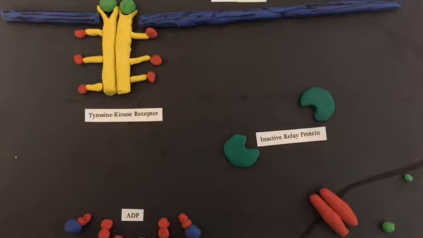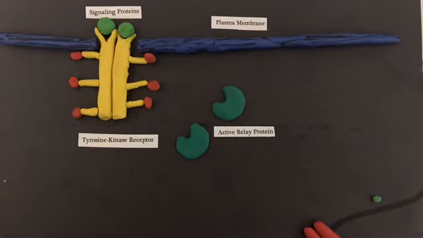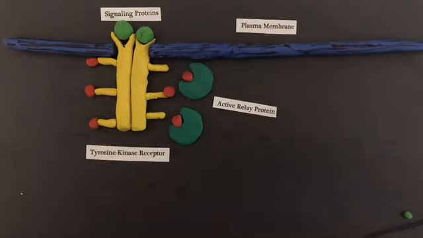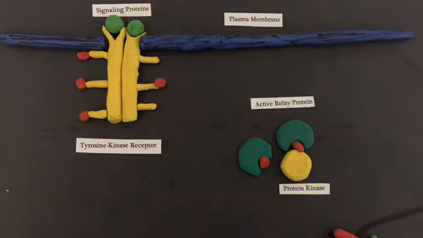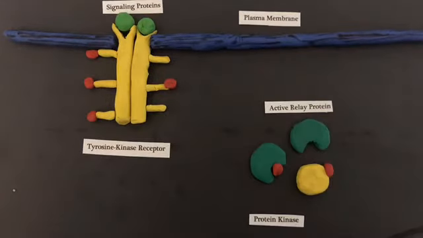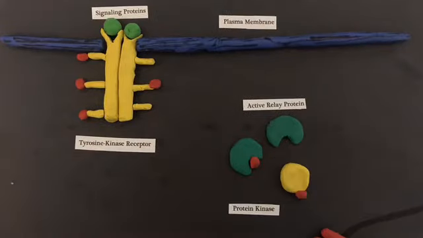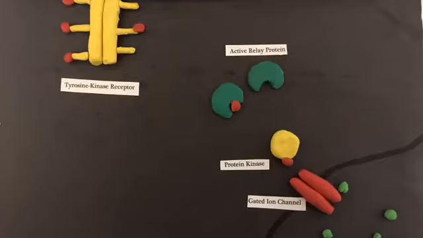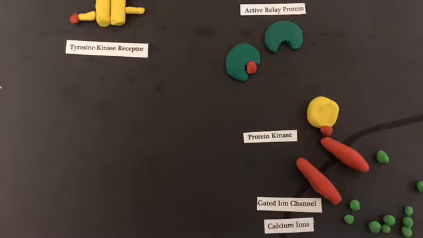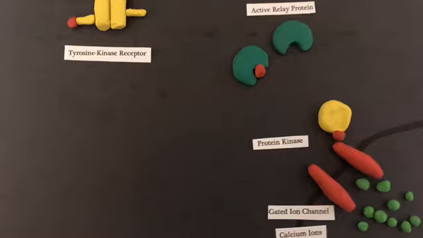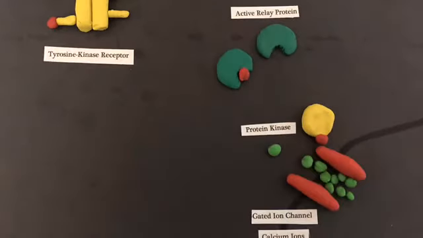The relay proteins then bind to the phosphorylated tyrosines. The proteins then become activated after attaching to the phosphate. One of these active relay proteins will phosphorylate protein kinase A. The phosphorylation cascade becomes active again, and this ends the transduction pathway, with the protein being activated and traveling to the endoplasmic reticulum, where it will bind to the gated ion channel and release calcium ions as the cellular response.